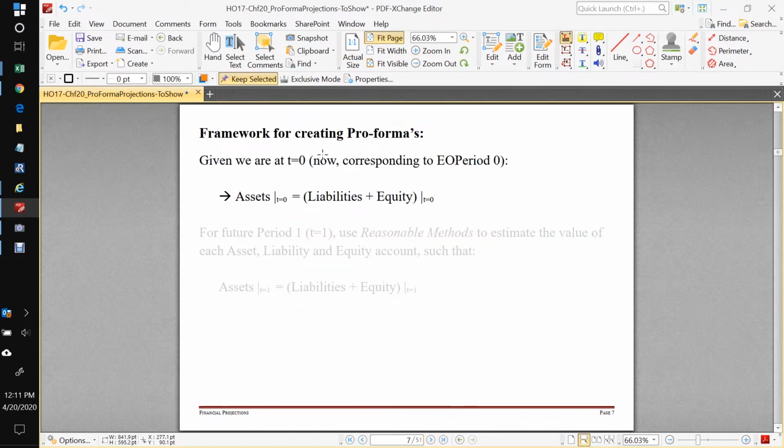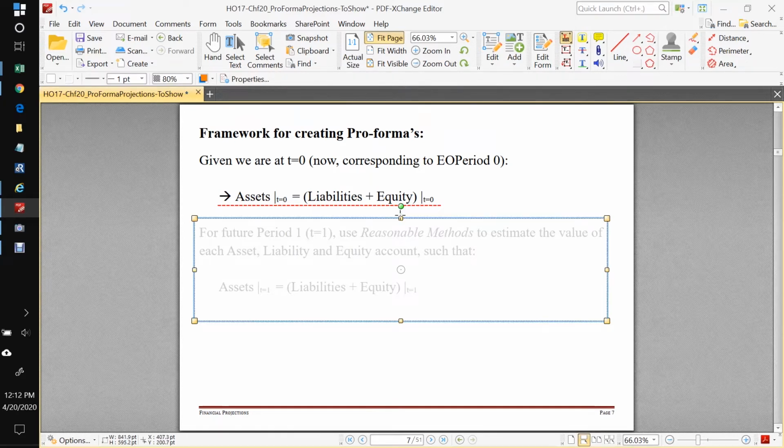Okay, so with that in our pocket, what's our framework for creating pro forma? As usual, let's say we're at t equals 0, and that'll correspond to the end of period 0. At this time, under all circumstances, assets equals liabilities plus equity. We'll say that that's true for now.